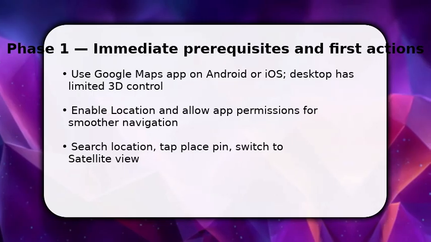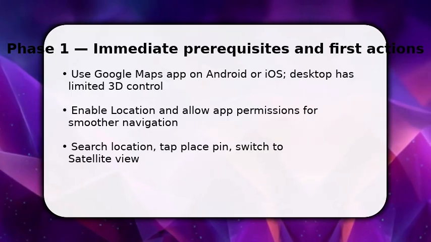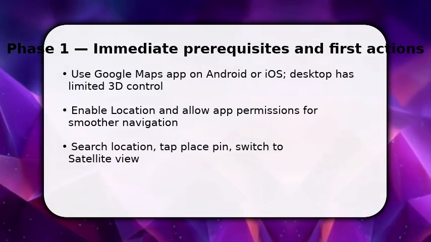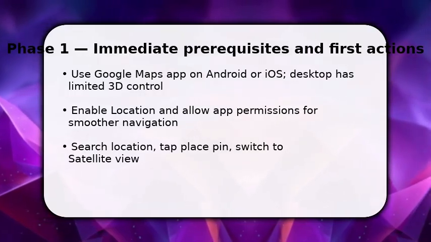Next, switch to satellite view. That gives photographic tiles which the app uses to build 3D. Make sure you're on Wi-Fi or a strong cellular connection. Otherwise, tiles stream slowly and 3D won't load smoothly.